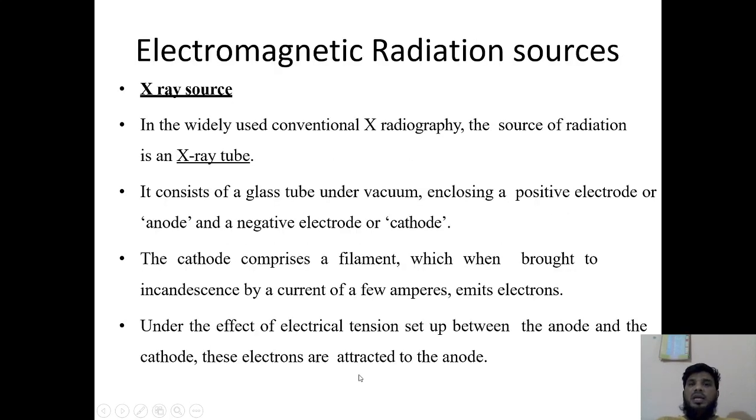So, electromagnetic radiation sources. What are the various types of sources? One is the X-ray tube. This is the same technique which you have studied in conventional X-ray radiography.